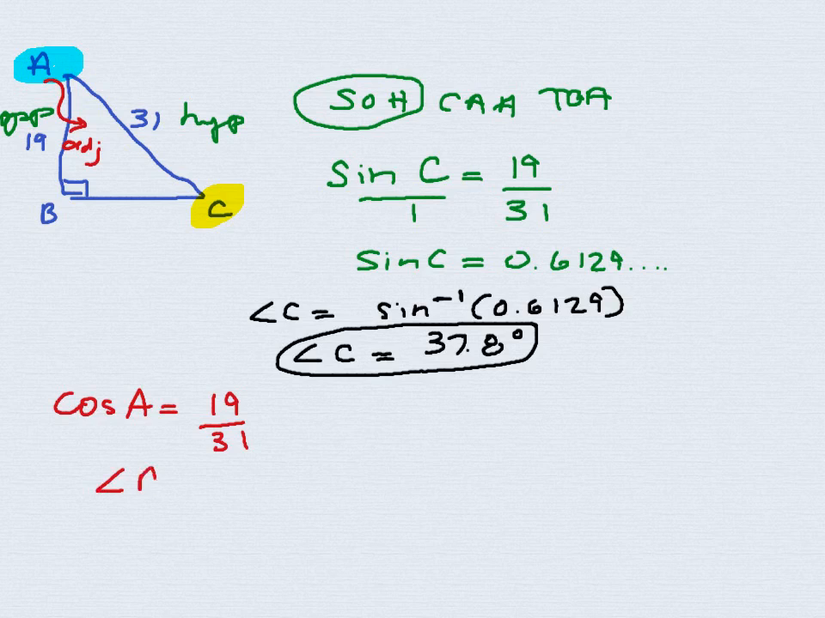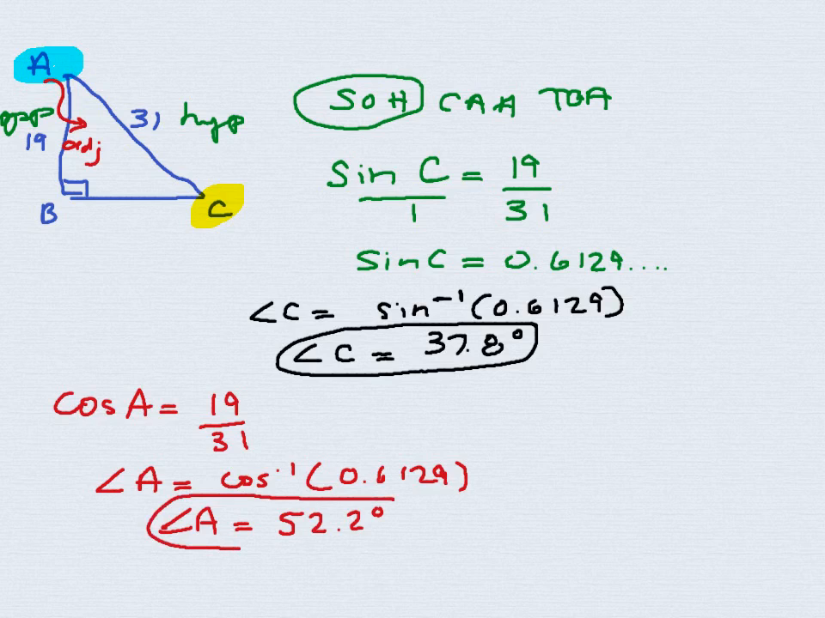But the second function, the cosine of that value 0.6129 is going to equal the predicted answer, which is the complement of 37.8. But use your calculator to prove it. Make sure it's in degree mode. The second function cosine of angle A is going to be 52.2 degrees. And of course, angle A and angle C have to add to give you 90, because the other 90, which is the right angle, completes the 180 degrees of the triangle.